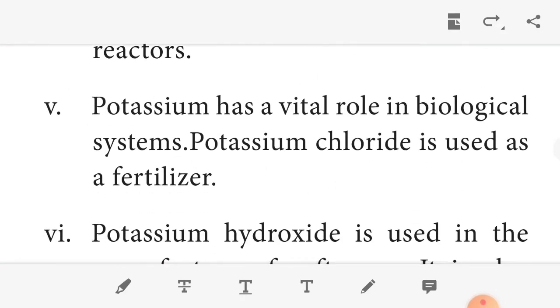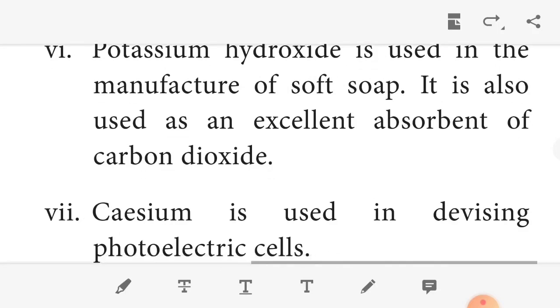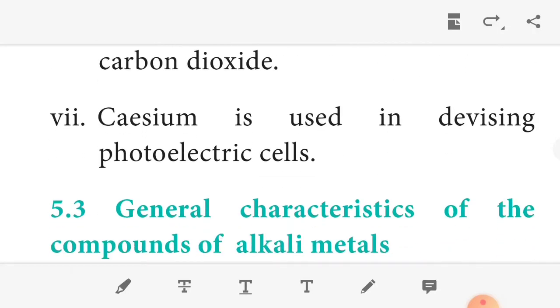Then cesium is used in photoelectric cells. Okay, so these are the uses of alkali metals. Students, I hope you understand the concept. Please watch the link and do the assignment. Okay, thank you.